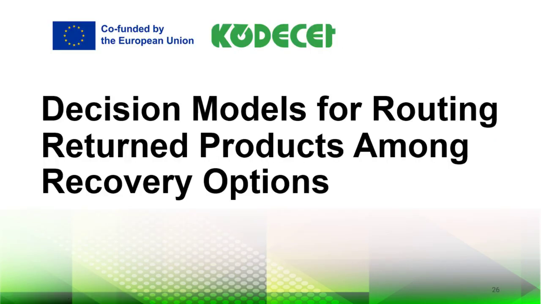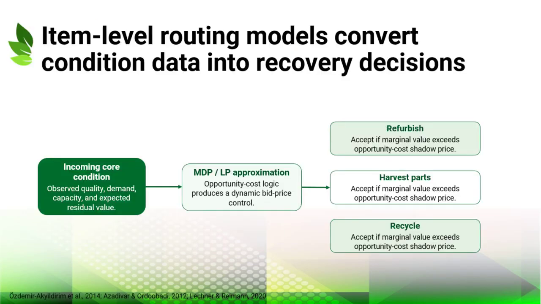Decision models for routing return products among recovery options. After triage, firms choose the path that best balances condition, demand, capacity, cost, and residual value. Item-level routing models convert condition information into recovery decisions. The incoming core is assessed through observed quality, expected demand, available capacity, and anticipated residual value.